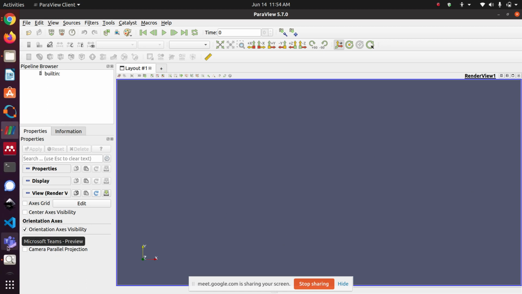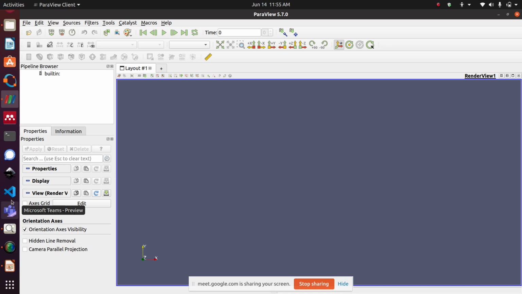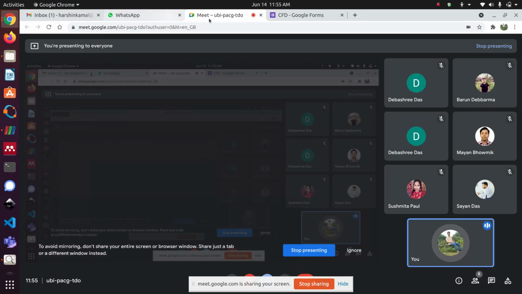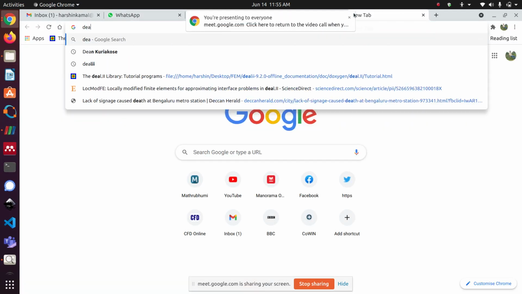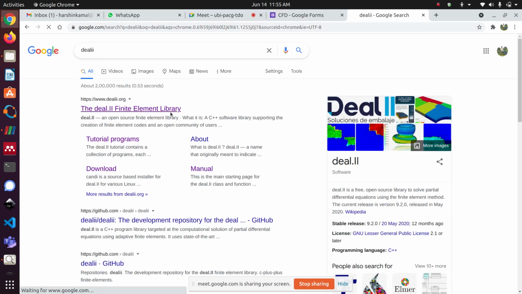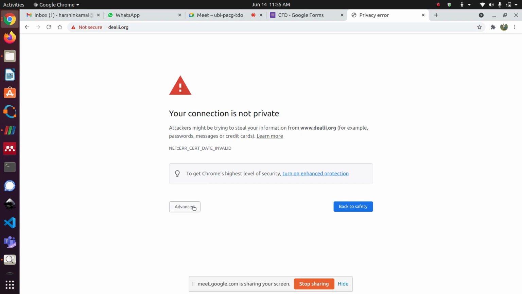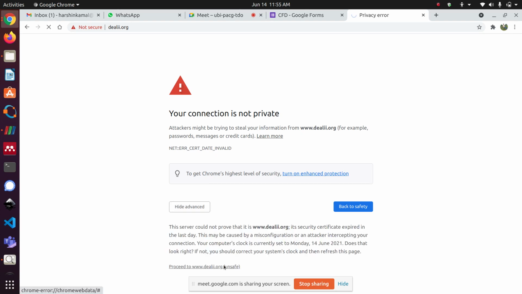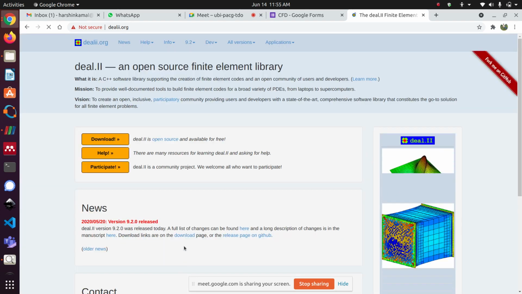I'm also right now solving a fluid structure interaction problem using the finite element method. I'm using an open source library called Deal2. This is the web page of Deal2.